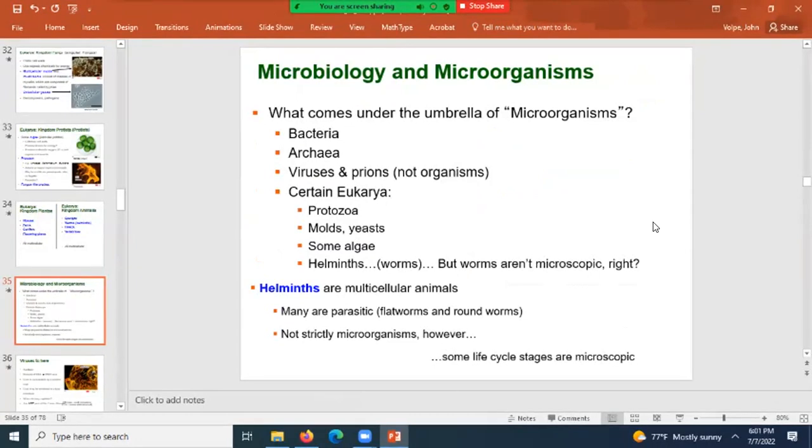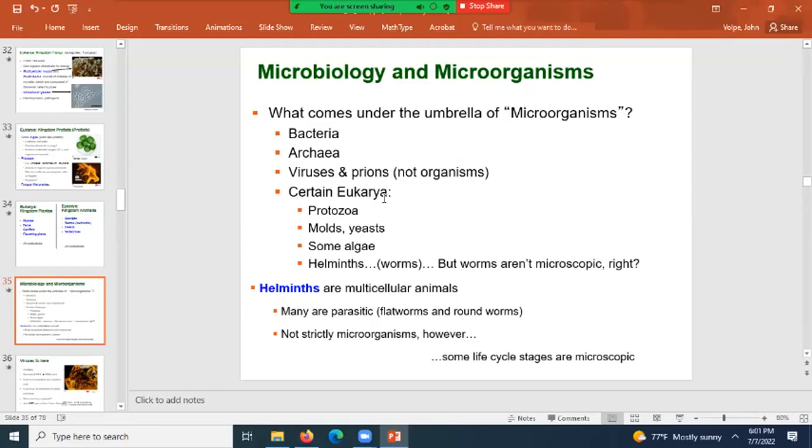So when we're talking about microorganisms, what do we mean by what comes under the umbrella of a microorganism? What belongs to a microorganism? Well, the bacteria are all microorganisms. The archaea are all microorganisms. Viruses and prions are also microbes. I don't want to say microorganisms because a virus and a prion is not an organism. They do not have cells, but they are a microbe and they do cause human disease. So they do fall under the umbrella of what is a microorganism.